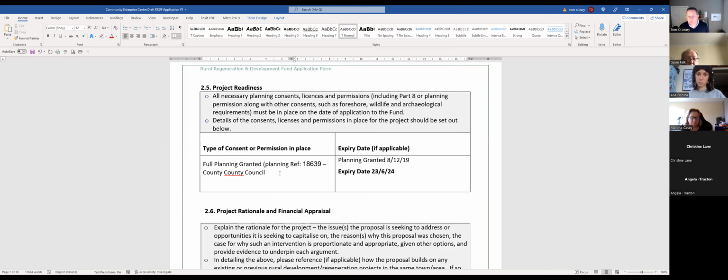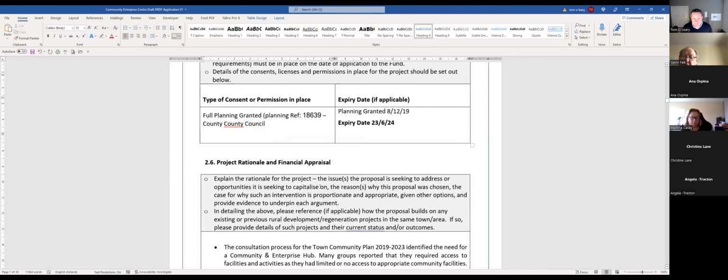So for example, if you're a GAA club and you're putting up a 1.5 meter fence around the pitch, it doesn't require planning. But if you're putting up, say, a ball net to stop the balls from going out over the fence, it requires planning because it's over a certain height. If you put in lighting, flood lighting requires planning. So what we normally would put in there is that planning is granted, and the planning reference number as well. In this case it is 18639.